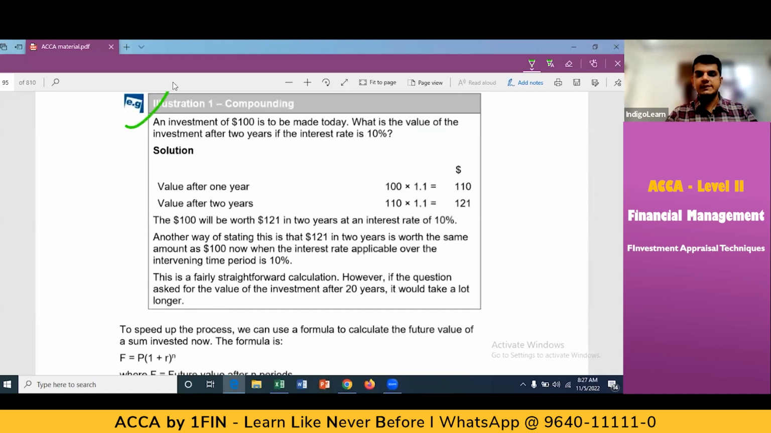We'll just see this illustration. An investment of $100 is to be made today. What is the value of the investment after 2 years if the interest rate is 10%? So after 1 year, what will happen? $100 with 10% interest. So here it is 100.